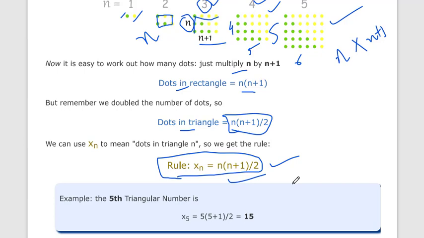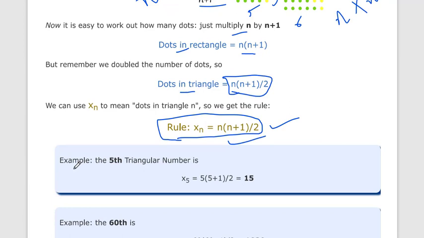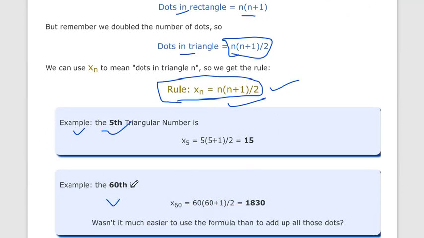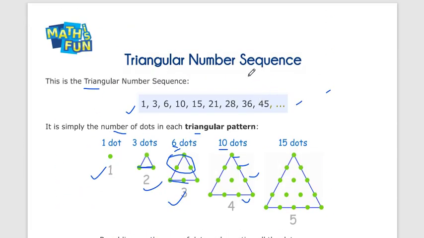Now they have given examples. Now that we have the rule, we can find any term of the triangle sequence, the fifth term, the 16th term. We just have to put the value of n in this formula, so we can get any number of the triangle sequence. So this is a triangular sequence. Now we have completed all three types of sequence: arithmetic, geometric, and triangular.